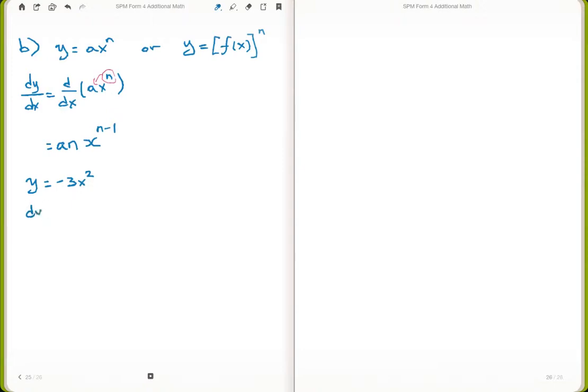In order to get dy dx, you bring down the 2, that would be negative 6x. 2 minus 1 is 0. That's how you get it.